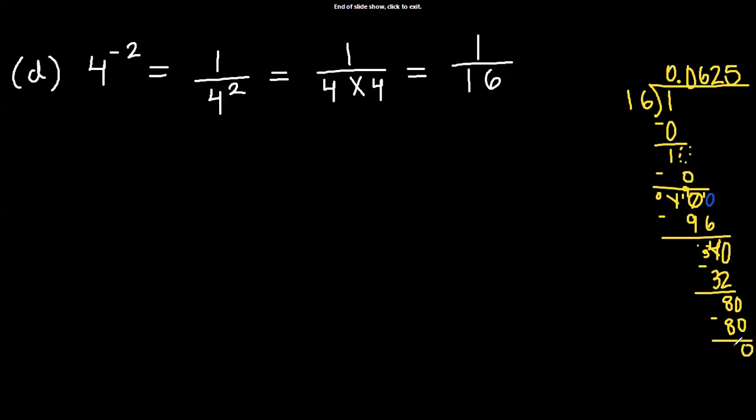0 minus 0. It's going to be equal to 0.0625. This is a very small number. Very, very small. It is a very small number.